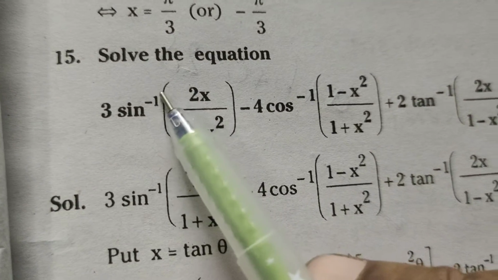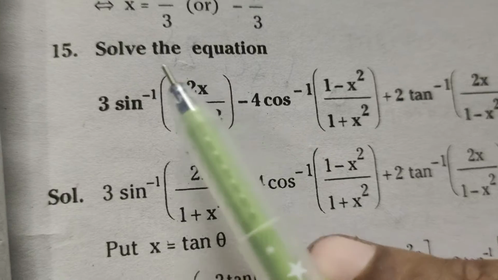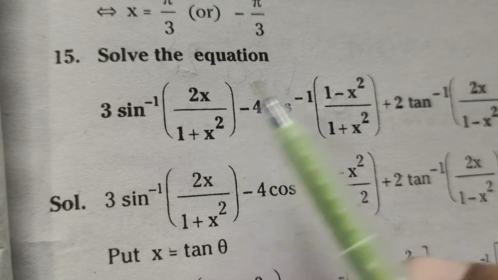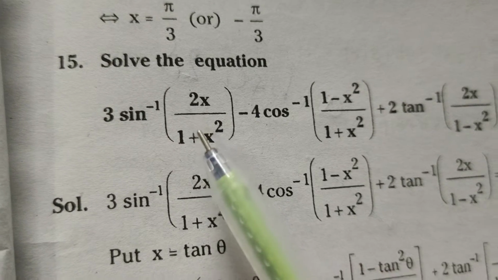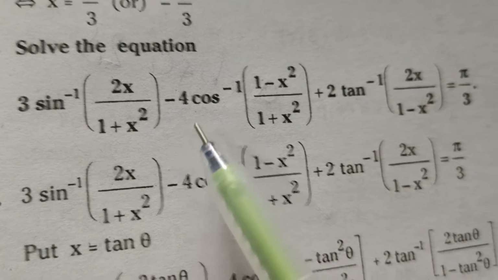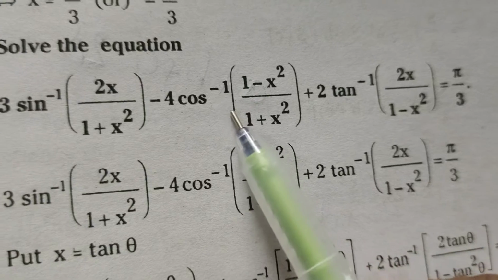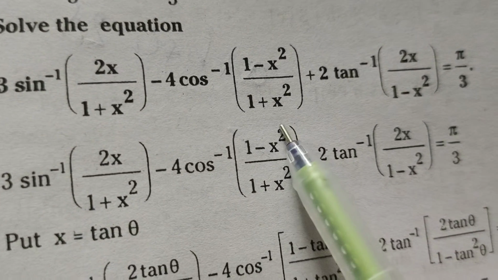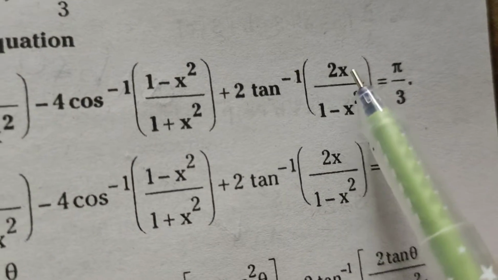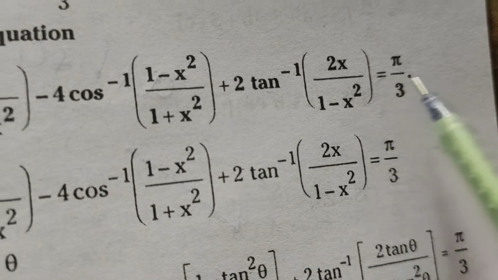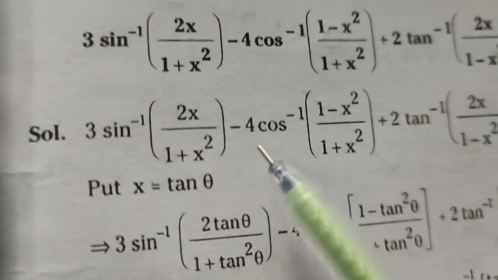Now today we are going to solve this trigonometrical equation by the given problem here. 3 sin⁻¹(2x/(1+x²)) − 4 cos⁻¹((1−x²)/(1+x²)) + 2 tan⁻¹(2x/(1−x²)) = π/3.